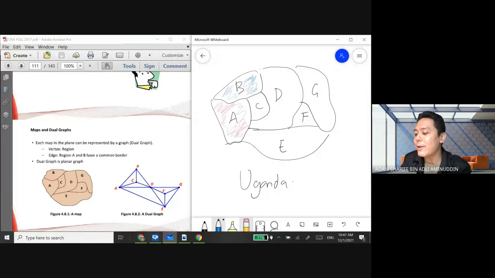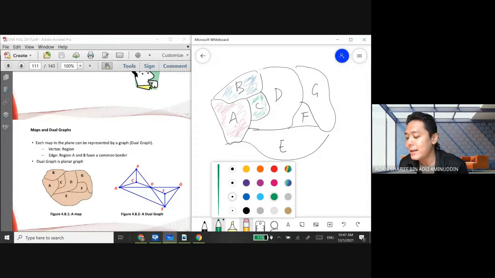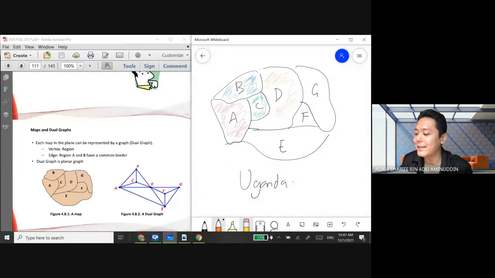Okay, when B is already blue color, C cannot be red color, cannot be blue color. Dia kena warna lain. Warna hijau. Okay, how about D? Can it be blue color, green color or red color? Tak boleh. Sebab dia adjacent to B, it adjacent to C and it adjacent to A. You need to choose another color. Let's say, orange. Saya warnakanlah orange. Now we have four color. Ingat, kita nak minimum color.